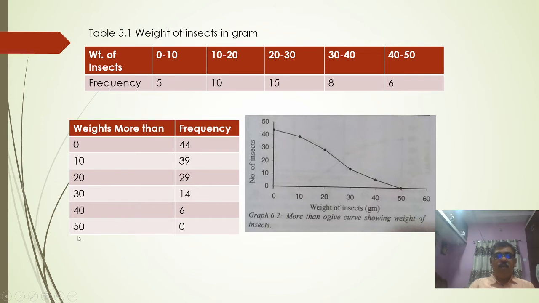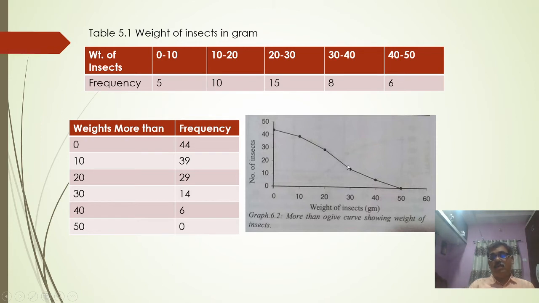Weights more than 30, that is 14. Then weights more than 40 grams, that is 6. And weight more than 50, that is 0. Likewise, we have to draw the points on this: at 0 the value is 44. Then next point, at 10, is 39. At 20, it is 29. Then at 30, it is 14. At 40, it is 6, and at 50, it is 0.